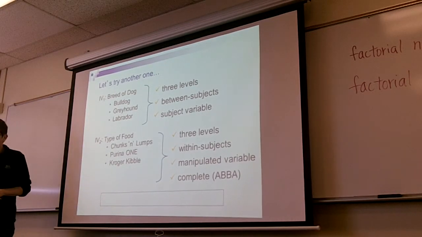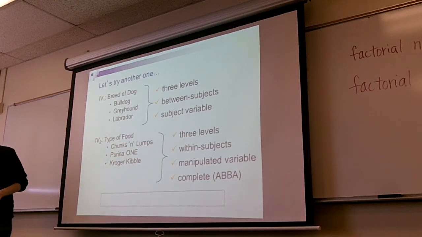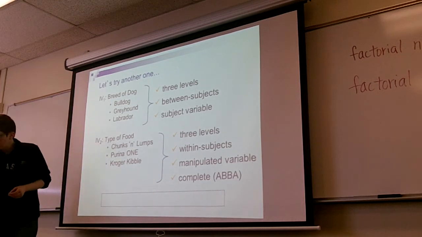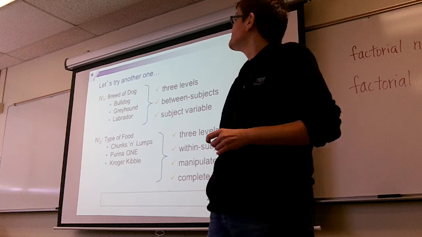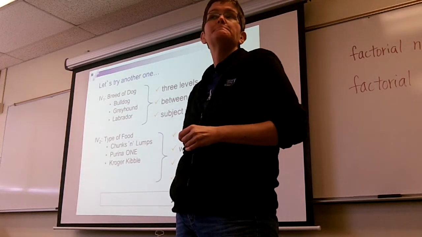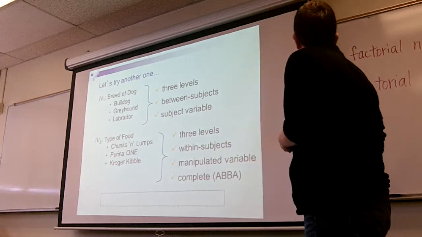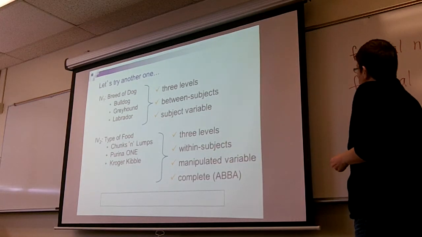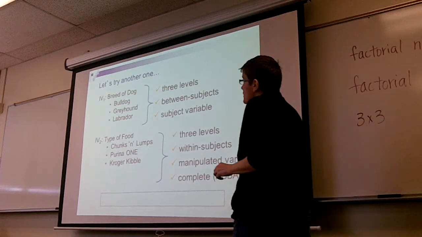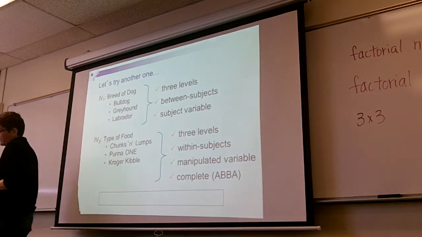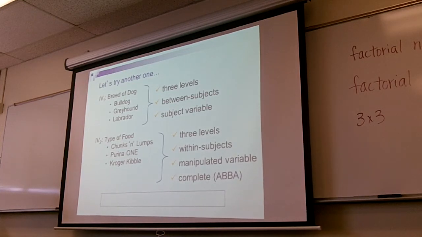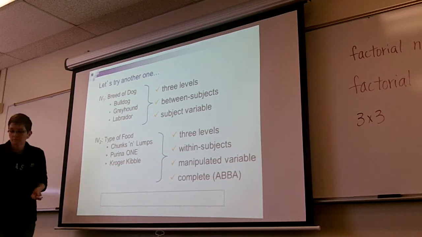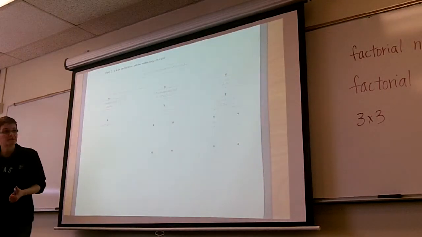So tell me, what kind of design do I have? First, give me the notation. What's the factorial notation? 3 by 3. Okay, so this is a 3 by 3. Okay, now, we've got a between subjects subject variable and a within subjects manipulated variable. Okay, so where should we look? Chart 2. Okay, we're going to go back here to chart 2 then.